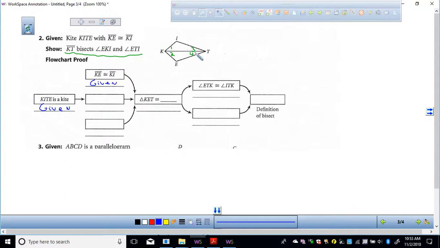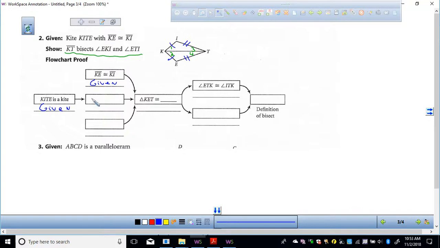What else am I going to use to prove? So I know that's given. Okay. And I'm going to mark up my picture as I go. So I know that KE is congruent to KI. Something being a kite, what else does that tell me that I can use in proving these triangles are congruent other than that? Sophie? Segment IT is congruent to ET. Very good. IT is congruent to ET, right?